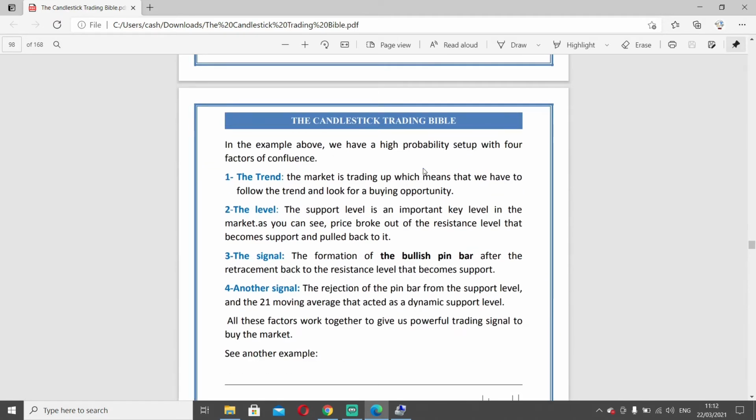So in the example above, we have a high probability setup with 4 factors of confluence. The trend: the market is trading up, which means we have to follow the trend and look for a buying opportunity. The level: the support level is an important key level in the market. As you can see, price broke out of the resistance level that becomes support and pulled back to it. The signal: the formation of the bullish pin bar after the retracement back to the resistance level that becomes support. Another signal: the rejection of the pin bar from the support and the 20-hour moving average that acted as dynamic support. All these factors work together to give us a powerful trading signal to buy the market.